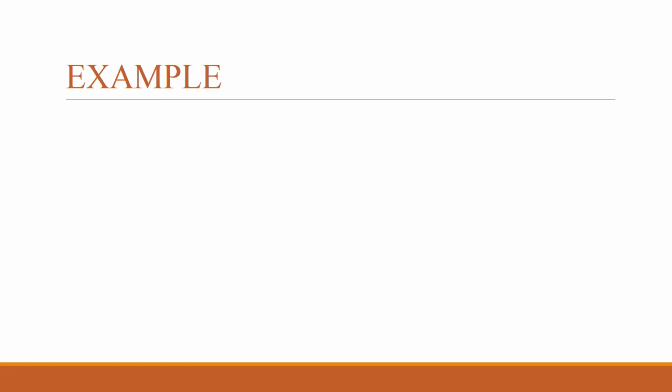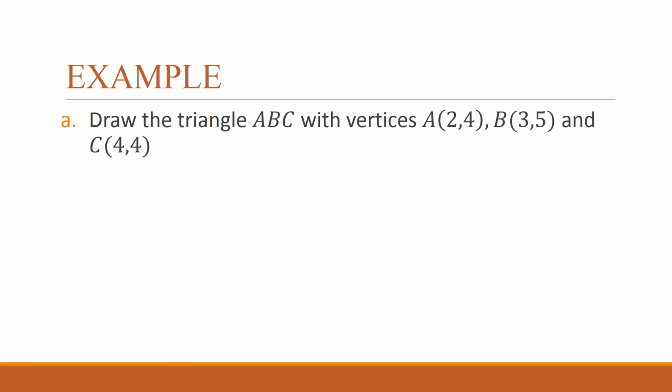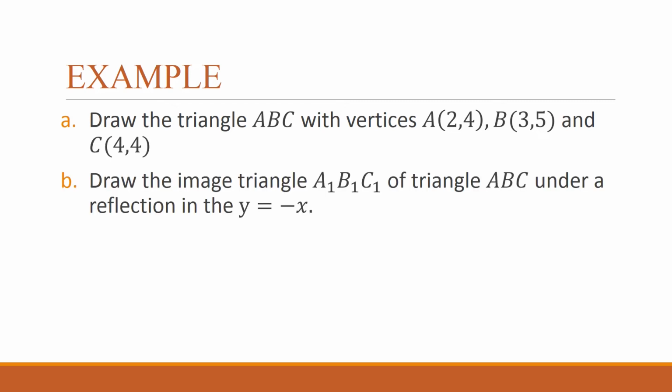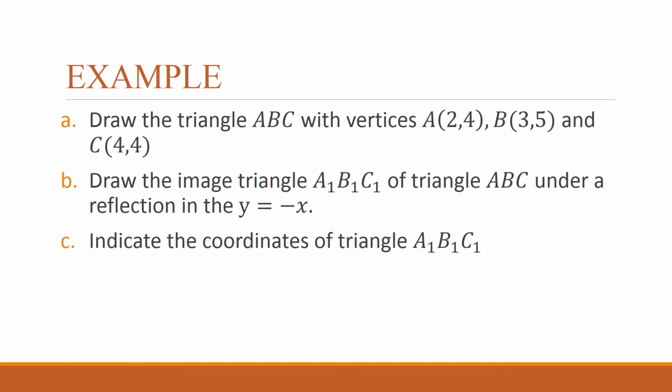Now let's solve an example. In this example, we are to draw the triangle ABC with vertices A, which is 2, 4, B, 3, 5, and C, 4, 4. We are also to draw the image triangle A1, B1, C1 of triangle ABC under a reflection in the line y equals -x. And the last thing we are to do is to indicate the coordinates of the triangle A1, B1, C1.